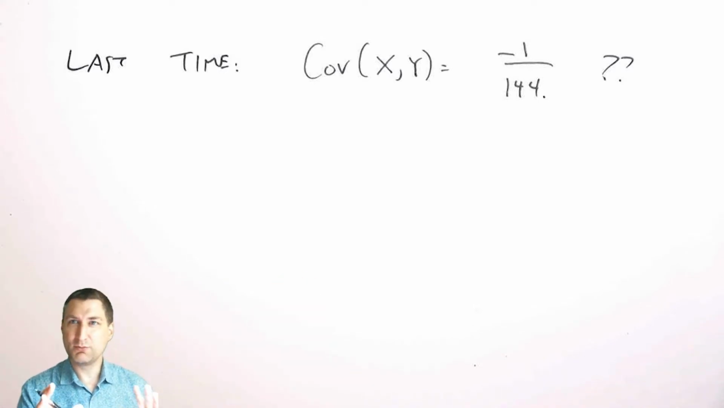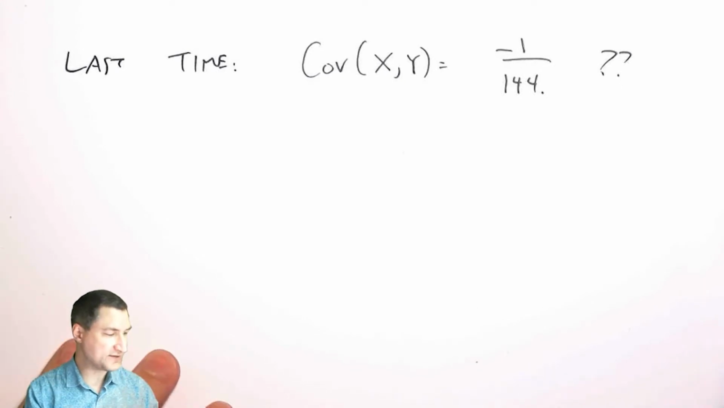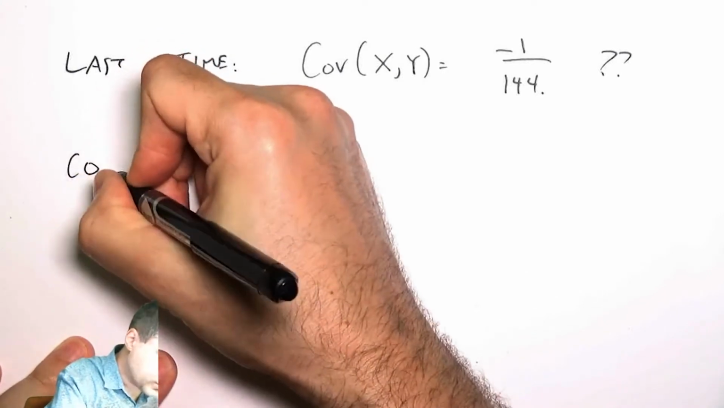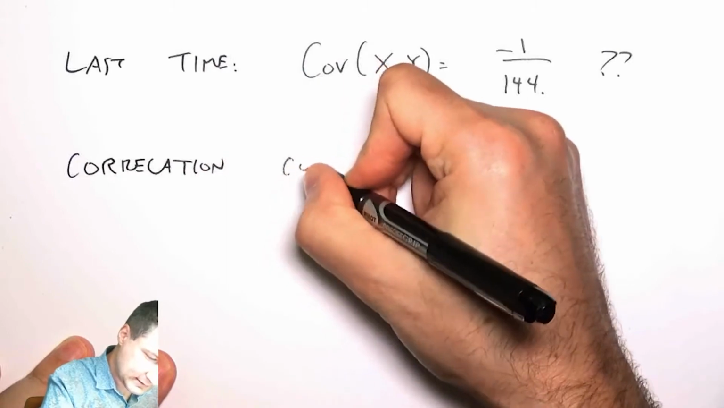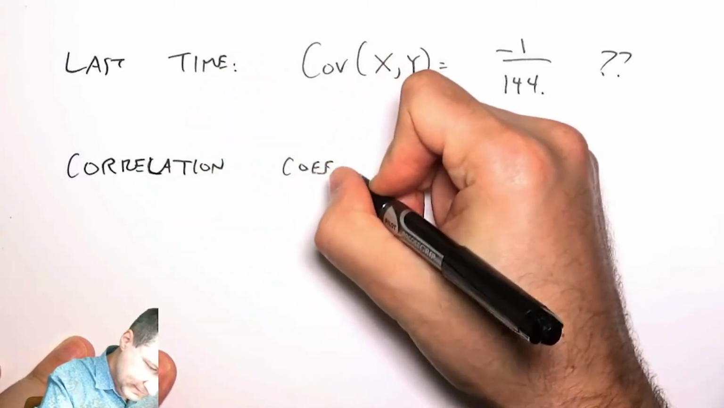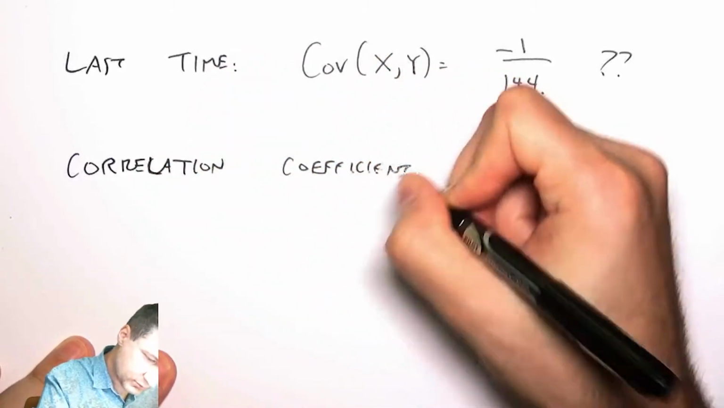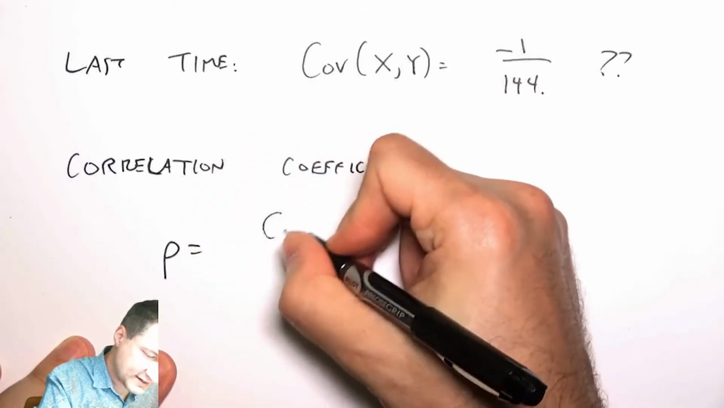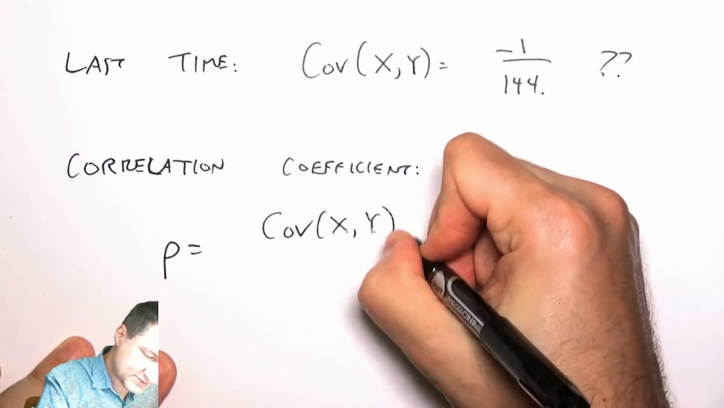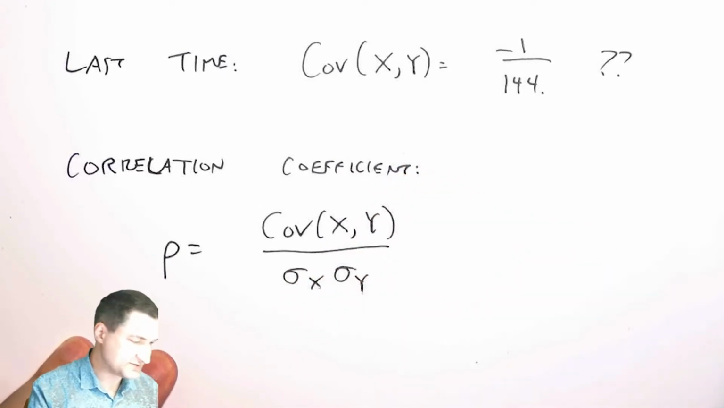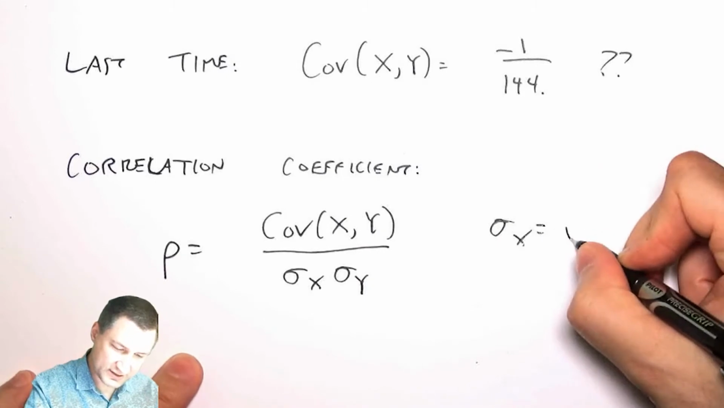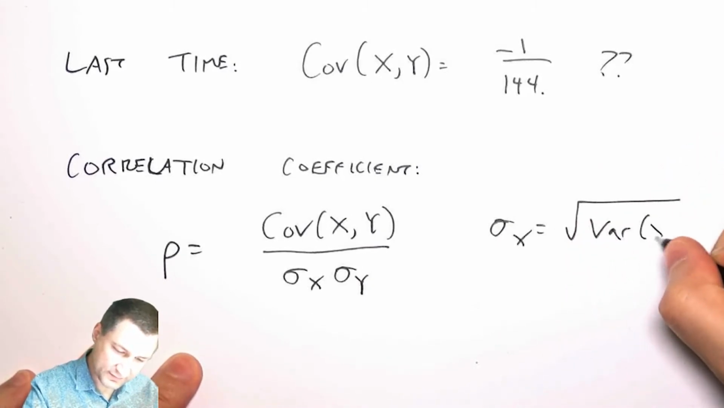What I really want to do is normalize this so that I can have a scale that always is basically from -1 to 1, showing how correlated things are. And so for that, we define what's called the correlation coefficient. And that's called rho. Rho is defined as the covariance divided by the standard deviations of x and y. And remember, the standard deviation is the square root of the variance.